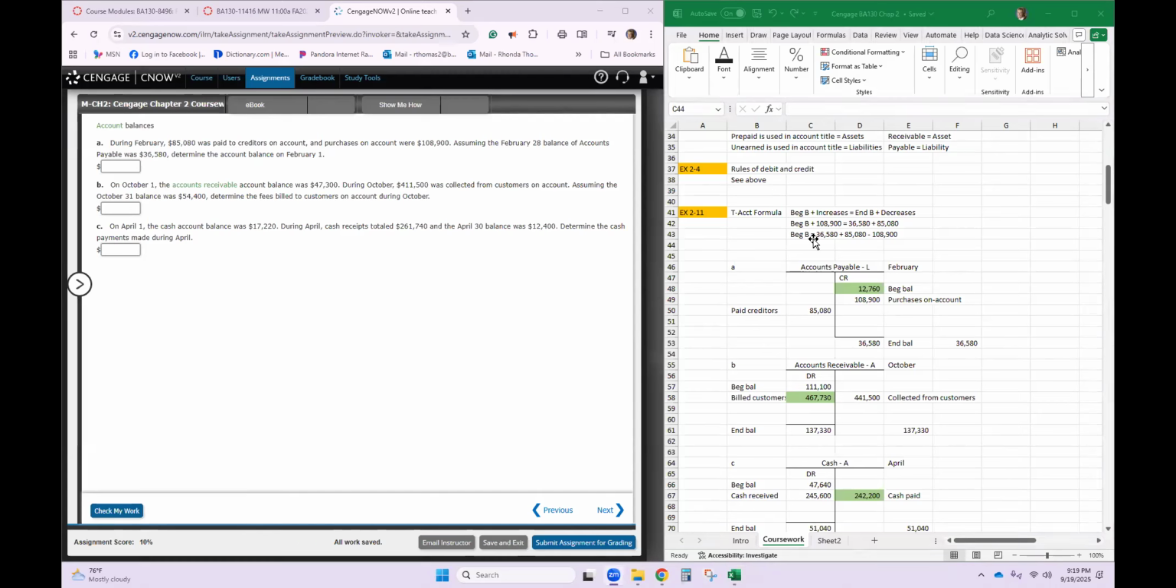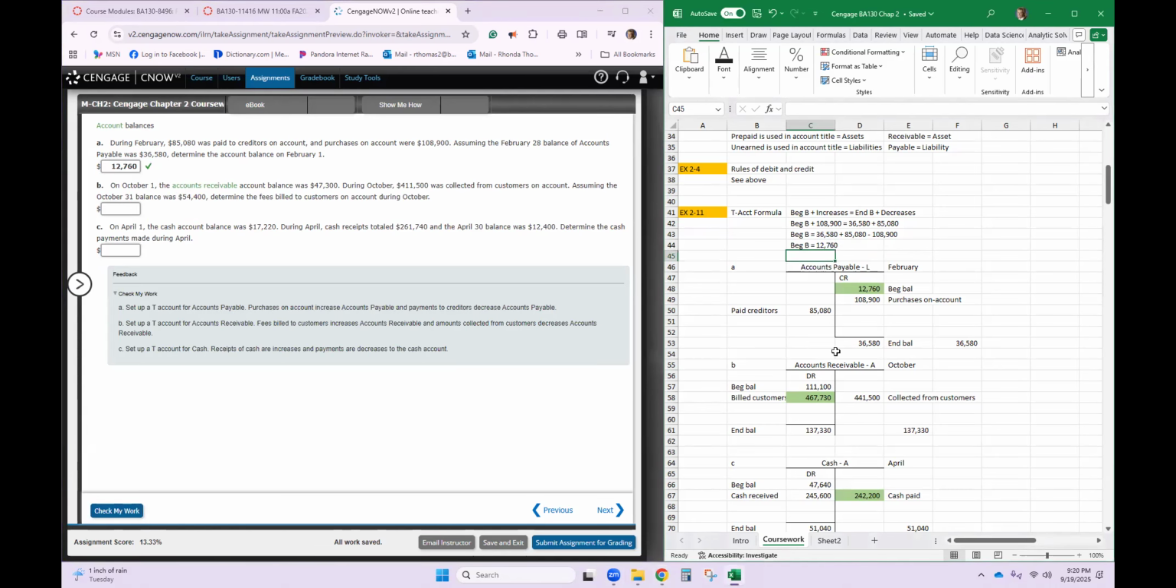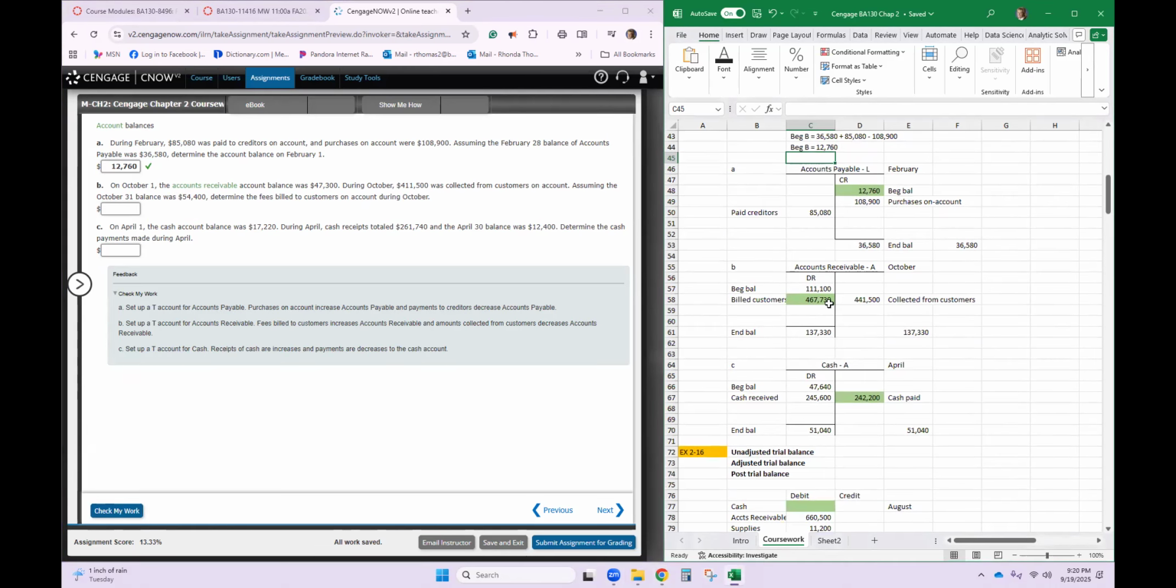Okay, so then this becomes beginning balance equals, and if you do the math here, 36,580 plus 85,080 minus 108,900, you get 12,760, which is our answer. Like I said, I'm doing this once just to show you the math involved. So here is the beginning balance as of February 1st. Now the rest you're just going to have to trust the T account that I have here.